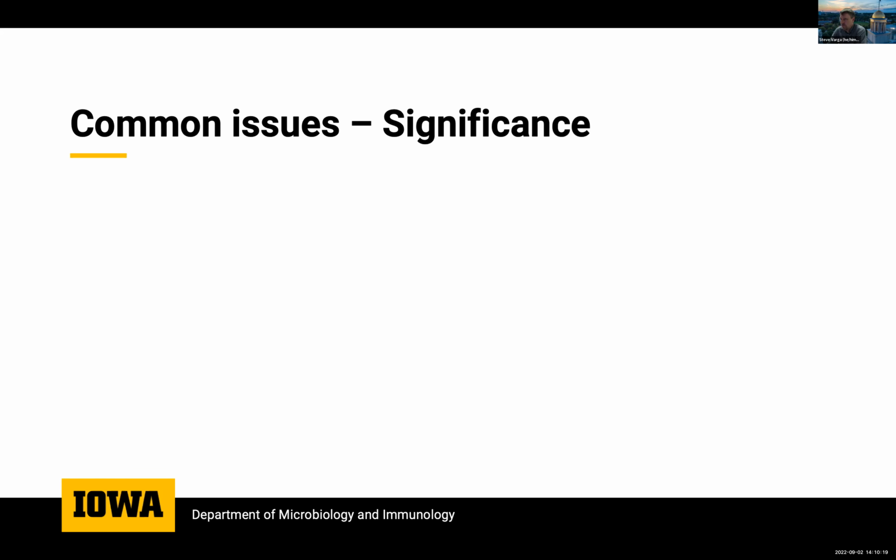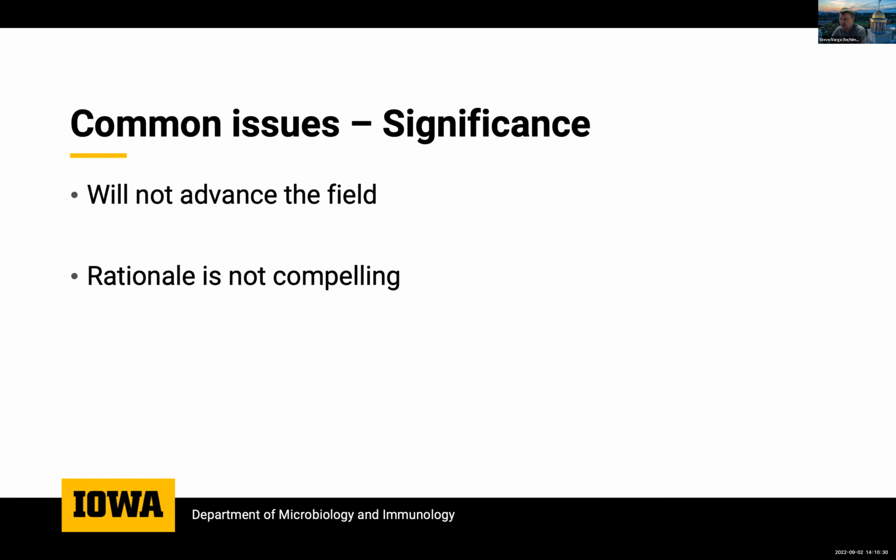Common issues in the significance is that a reviewer will say that it won't advance the field sufficiently, and it's incremental. And this usually relates to the rationale not being compelling and well articulated. And then they'll often just write that the research is incremental, that you haven't advanced it enough for the field.